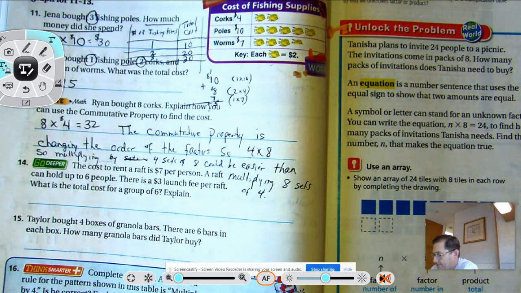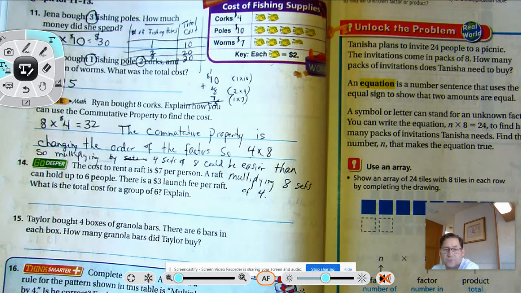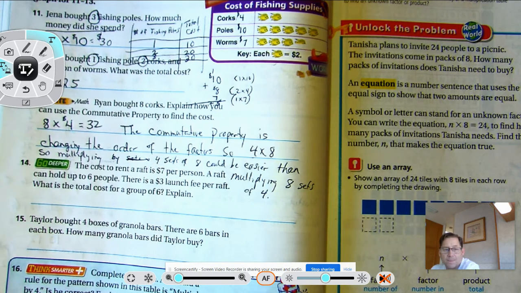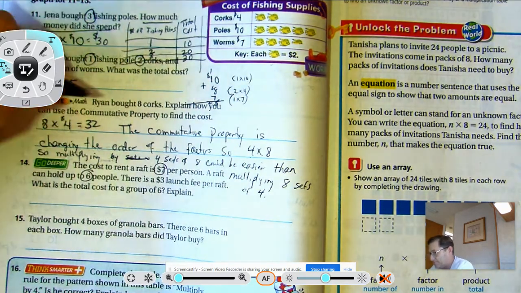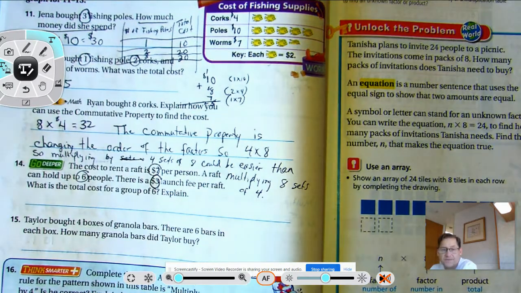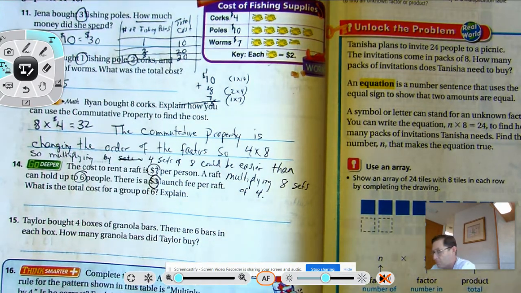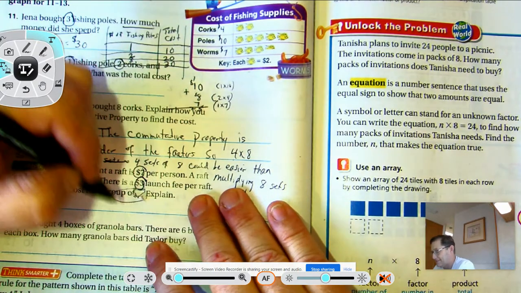All right, number 14. The cost to rent a raft is $7 per person. A raft can hold up to 6 people. There's a $3 launch fee per raft. What is the total cost for a group of 6? All right, so $7 per person. The raft can hold 6 people, plus a $3 launch fee per raft. What would it cost for a group of 6?